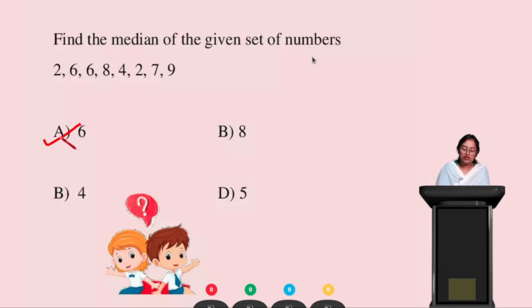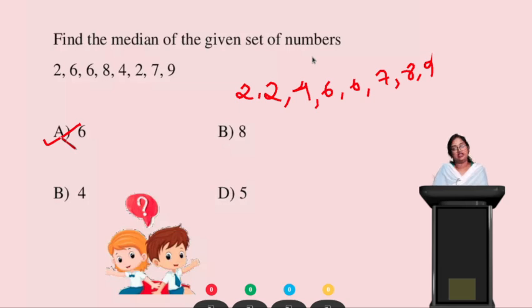So here you can see 2 has occurred 2 times. And what is the greatest number than 2 in the given set of data? It is 4. And then 6. 6 has occurred 2 times. And then 7, 8 and 9. So here you can see the number of observations is 1, 2, 3, 4, 5, 6, 7, 8. So here the number of observations is 8.